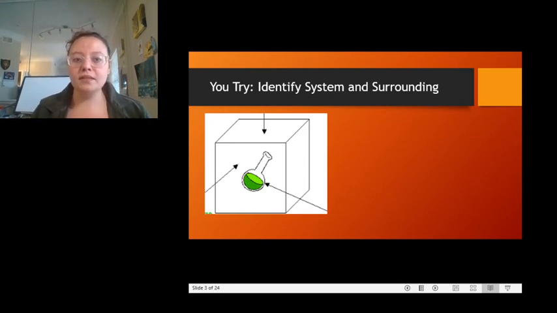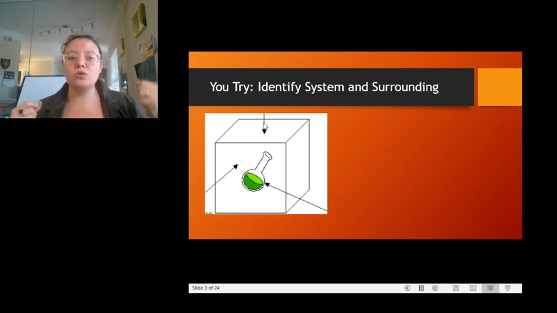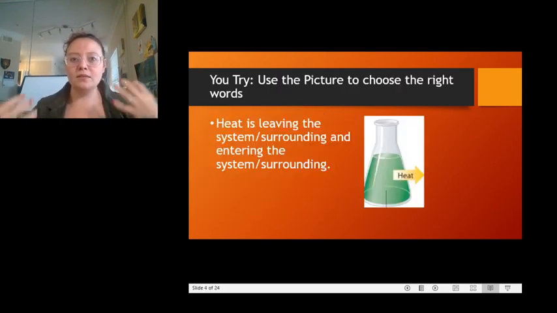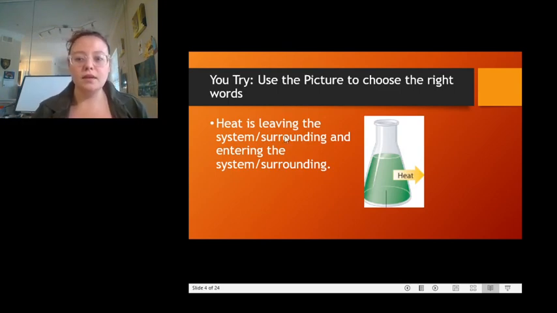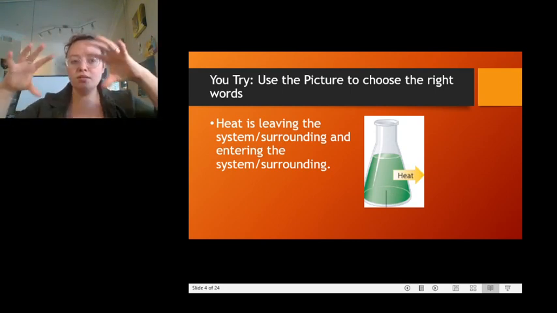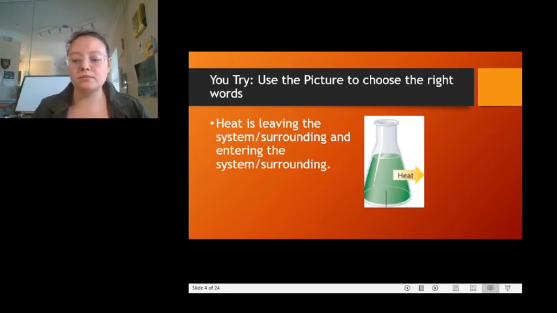Take a minute, identify the system and the surroundings in this situation. If you said that the green flask was the system and the box is the surroundings, then you were correct. Good job. Now take a minute to look at the picture and choose the correct options in the sentence. If we look at this arrow right here, heat is leaving the system and entering the surrounding area around the system.